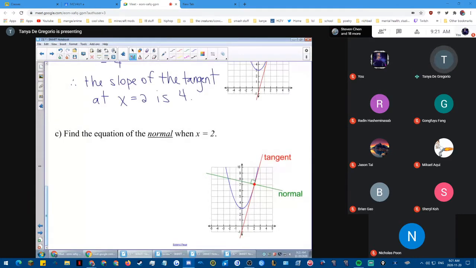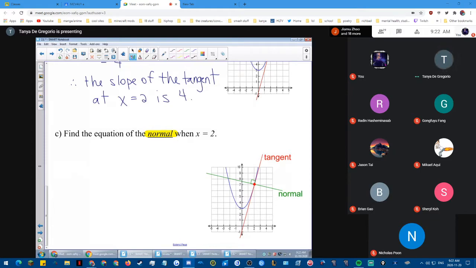Find the equation of the normal when x equals 2. Does anyone know what normal means? When we use the word normal, this is a word you're going to see a lot in this course. What does it mean, the normal? Good. Excellent. The word normal means perpendicular. Okay? Perpendicular. So, if this is my tangent here in red, then the normal means it's perpendicular to the tangent.